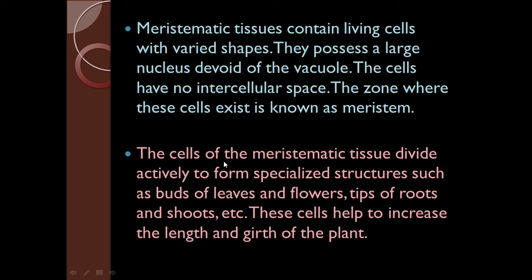The cells of the meristematic tissue divide actively to form specialized structures such as buds of leaves and flowers, tips of roots and shoots, etc. These cells help to increase the length and girth of the plant. In short, these meristematic cells are helpful in increasing the length and girth of the plants.